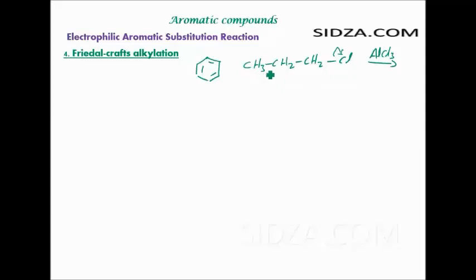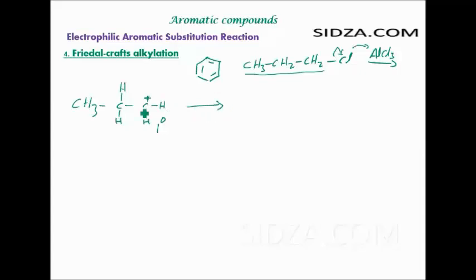First look at this one. The first step is that AlCl3 will form a bond with the chlorine, and the intermediate you can expect from here will be CH3CH2CH2 plus. This electrophile can attack the benzene ring, correct? But if you look at this carbocation, it is a 1 degree carbocation. Carbocations can undergo rearrangement, so this particular carbocation can undergo rearrangement.